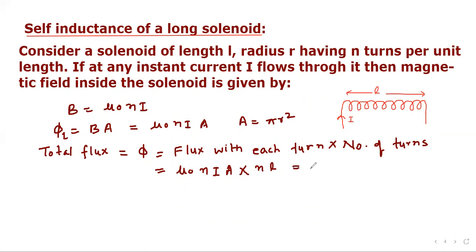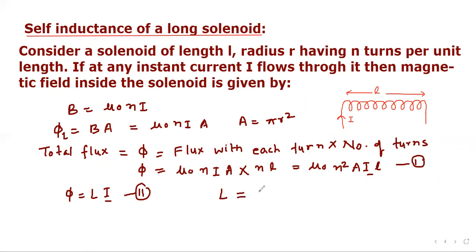So it will become mu naught n square A I times L. But we know that phi equal to Li. So we can compare this one, because this is expression of phi. This is also expression of phi. So I can be cancelled, and what is left? That is coefficient of self-induction. That is L equal to mu naught n square A L.